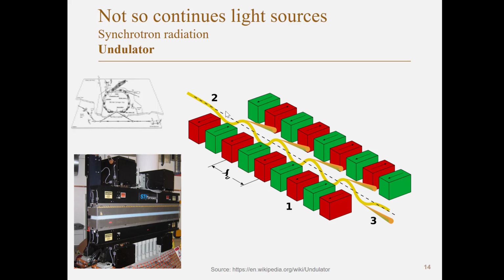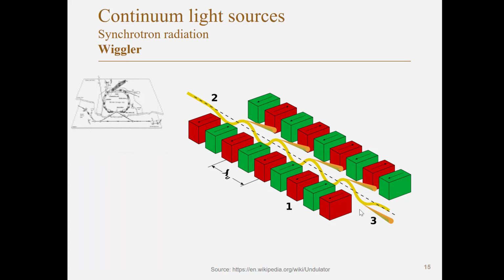But sometimes you're actually interested in getting more broadband radiation. And what you can do then is increase the amplitude of these wiggles here. And then you get into something called a wiggler. So the difference between an undulator and a wiggler is that the amplitude is much larger. And as the amplitude gets much larger, it leads to a much broader spectrum.